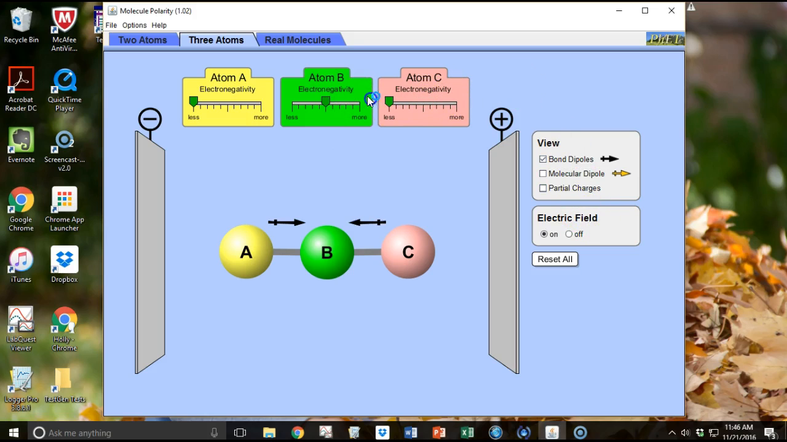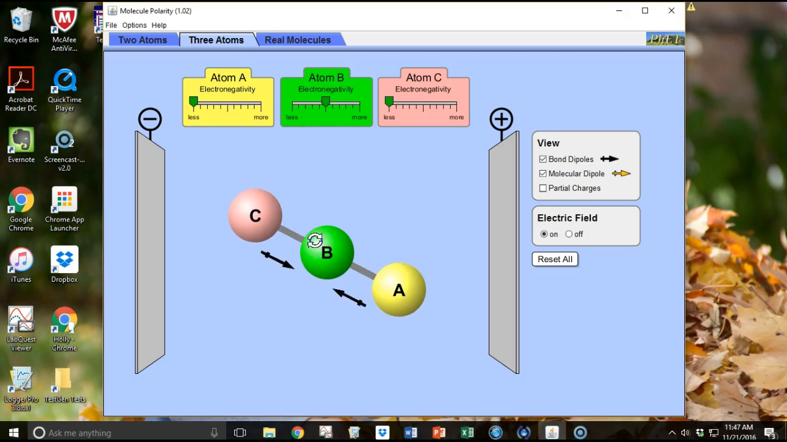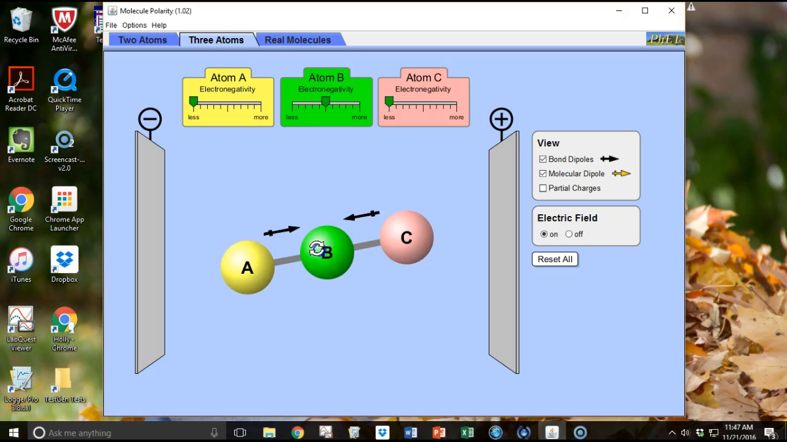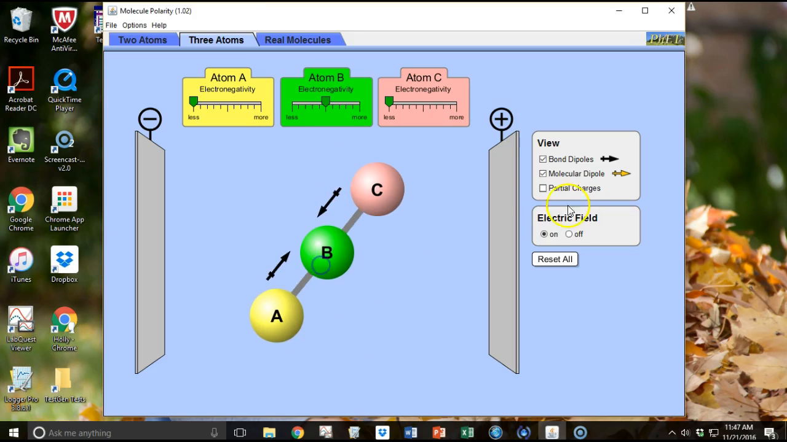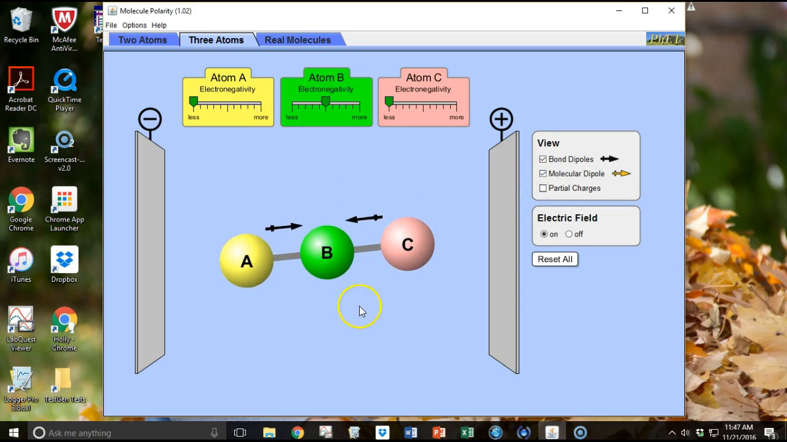We have that, and I'll make sure it's nice and linear, as linear as possible. Okay, so again, spinning it, it's just kind of floating there. One side is not being pulled one way or the other. And again, we don't really see any overall molecular dipole, so that was nonpolar.